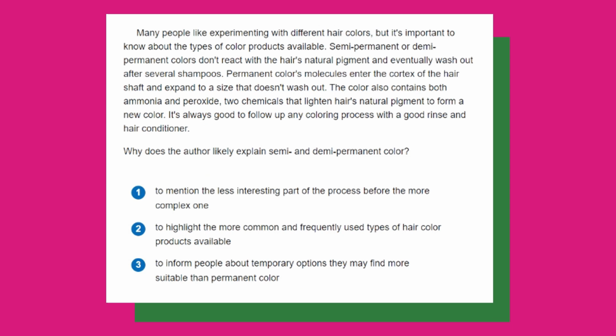Here's just another example of understanding why the author did something. The author has defined semi and demi-permanent colors because the whole point of this passage is looking for a semi-permanent hair coloring option that's going to wash out. So that is the purpose of defining what these two options were. So you have to understand the main idea of the passage, and that should show you why the author chose to explain these different vocabulary words for the reader.